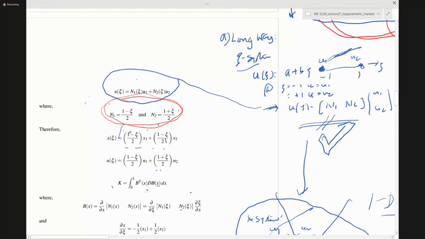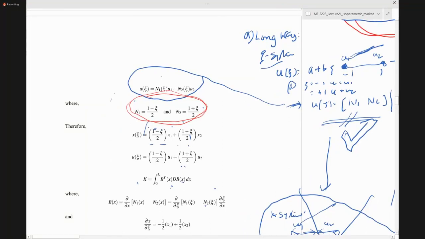Now, you use the same what you use for u, you use for x also. This will map it to -1 to 1. Exactly. This is a map. I used n1 and n2 from here. So u of casi is this. X of casi is this. Both are the same way. X1 and x2 are coordinates.